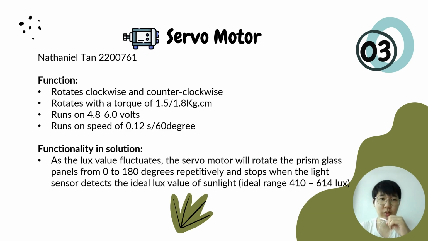Next is the servo motor. The function is to rotate clockwise and counterclockwise, and the functionality in IoT is to serve as the servo motor which receives data from ThingSpeak with the lux value by the light sensor, and the motor will rotate the prism glass panel until the ideal lux value is achieved.